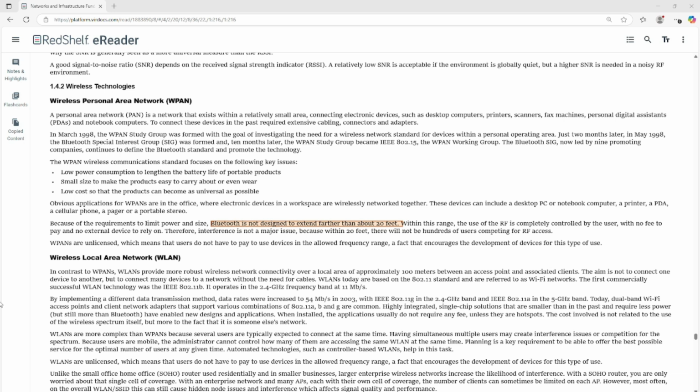The wireless personal area network, WPAN, wireless communication standard, focuses on the following key issues: low power consumption, small size, and low cost. Those are its selling points.